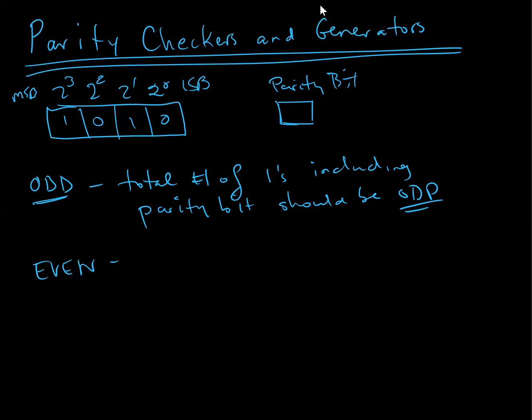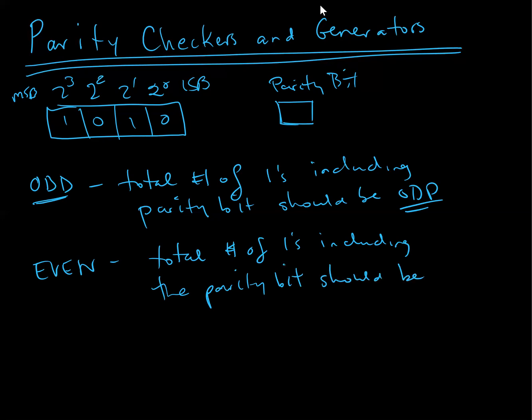And for even, the total number of ones, including the parity bit, should be even. Okay, so for the word that I just put up there, the 1010, if I wanted to transmit that and I was using odd parity, I would make the parity bit 1, so that the total number of 1 bits, so this one, and this one, is 3, which is an odd number.